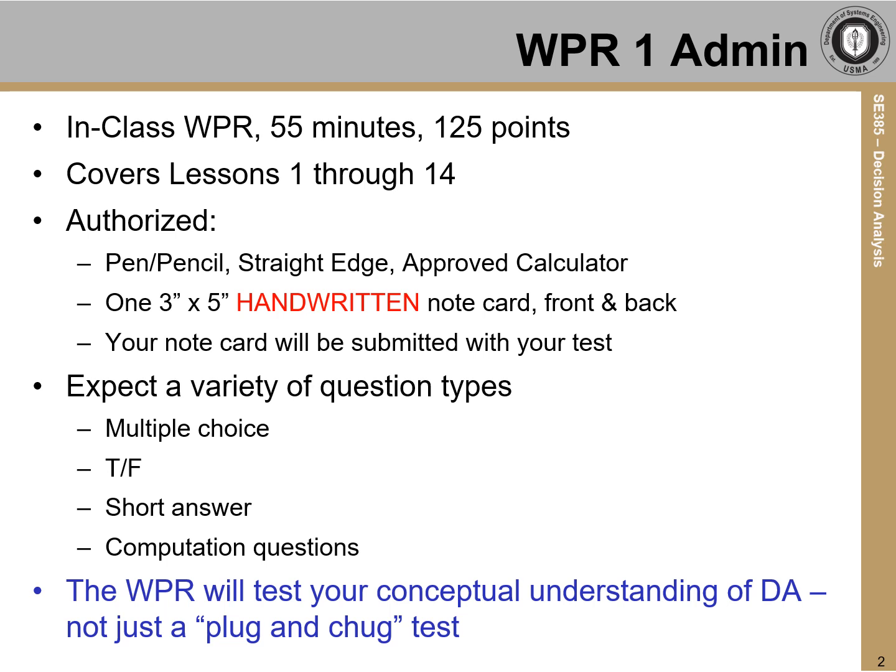Keep in mind you're allowed a 3x5 handwritten note card front and back. You will need to submit your note card with the test. It covers lesson 1 through 14, so everything that we did, including what we did in the lab just now. Keep in mind we will not ask you to use PrecisionTree. However, you will be expected to look at a diagram, whether it's a sensitivity analysis or a decision tree or an influence diagram that comes from PrecisionTree, and be able to interpret it.